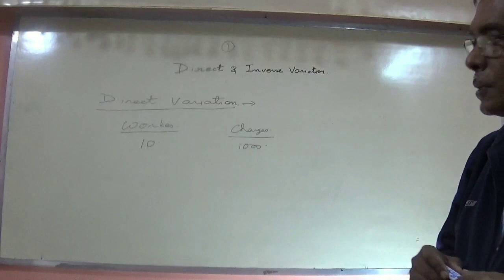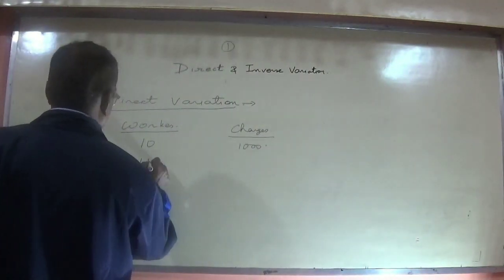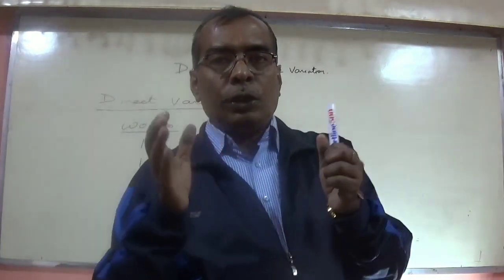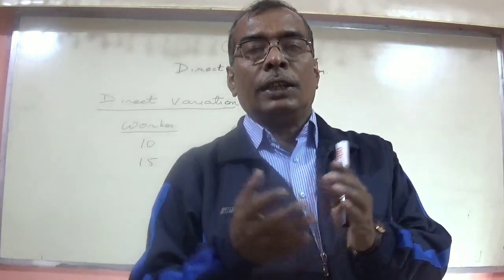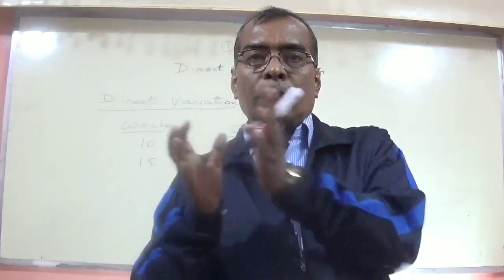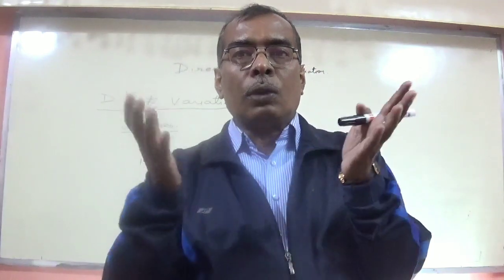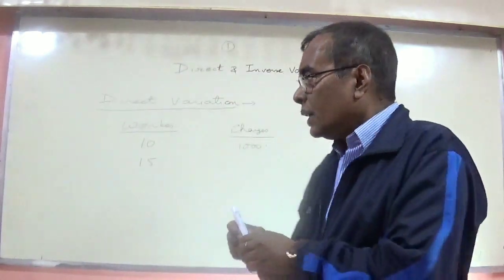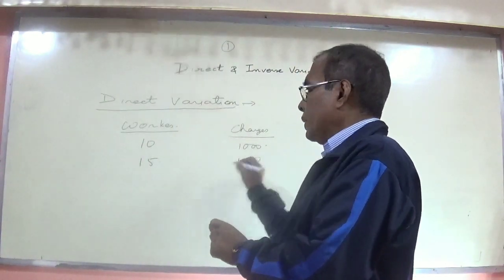Now in spite of 10 workers, suppose you are going to use 15 workers. My question is, then how much charges will you have to pay? Is it more than 1000 rupees or less than 1000 rupees? Obviously you can say, sir, more workers means more payment, less workers means less payment. That is, here more will come. More or less I think it will come as 1500 rupees.